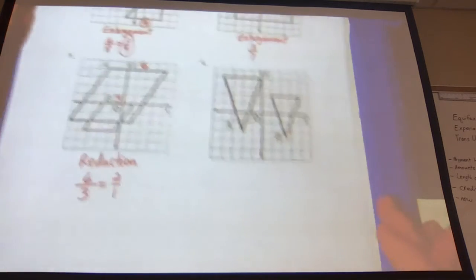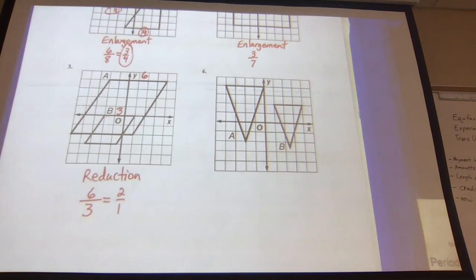All right, I'm going to give you a minute to do number 4 all by yourself. See if you can get both answers. We want to know if it's an enlargement or a reduction, and we want the scale factor. Anybody need more time to finish this?